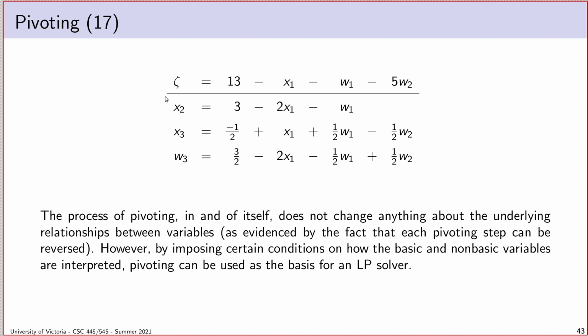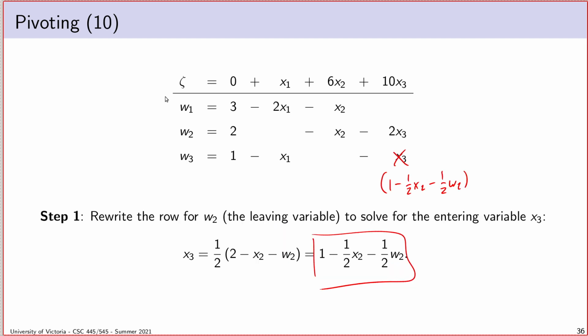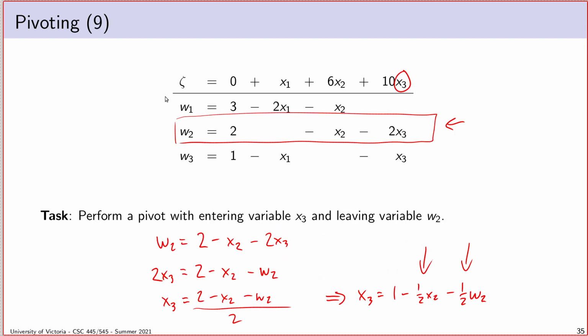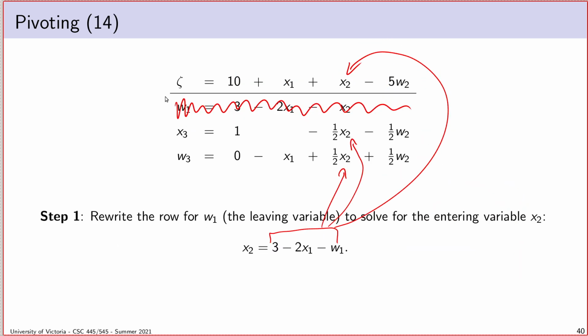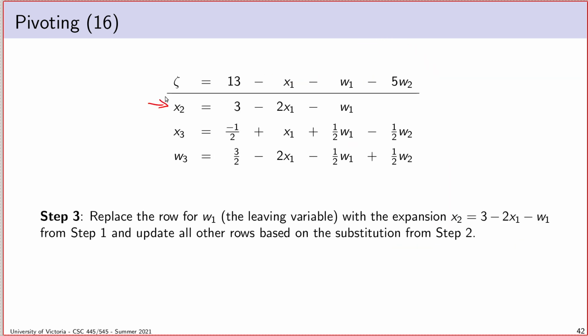Now, the process of pivoting, just like I said before, doesn't change anything. And you can verify this to yourself, because it is a reversible operation. An example would be what we just did here. We had x3 be the entering variable, w2 be the leaving variable. If I have this, I can just reverse that. I can have x2 be the leaving variable, and w1 be the entering variable. And if I do that, I end up with the same dictionary I started with. If I were to just do the same pivot in reverse, starting from what I ended up with, I would end up back where I started.